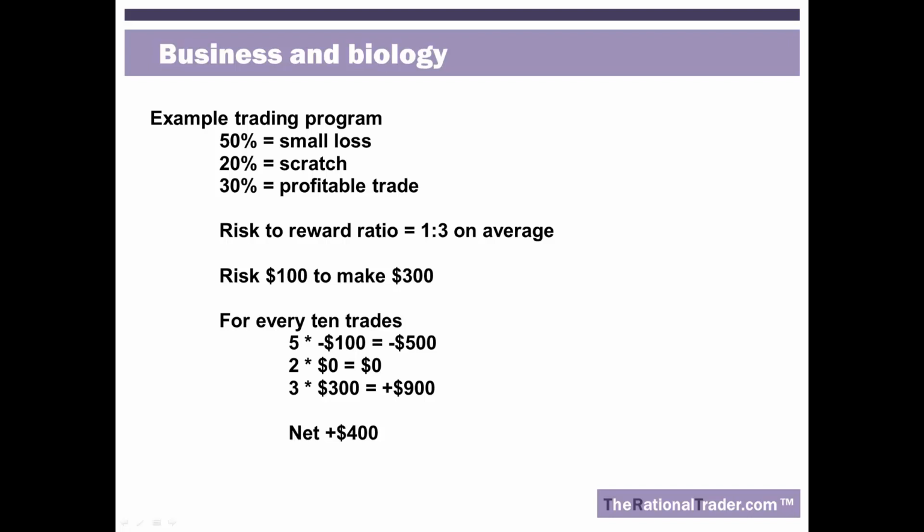Now, for every 10 trades, what that means, on average, is that you're going to lose $500, 5 trades times minus 100. Twice you're going to scratch, and 3 times you're going to make 300 for a total of $900, all right? So your net amount is $400. This is a profitable trading system. And there are people who have been trading for a living, using trading approaches that have these parameters for decades.